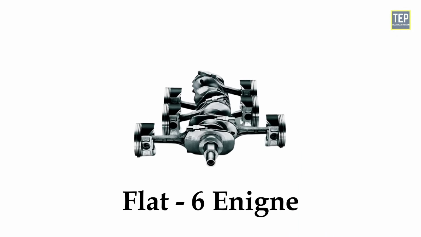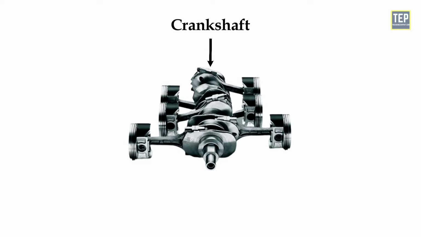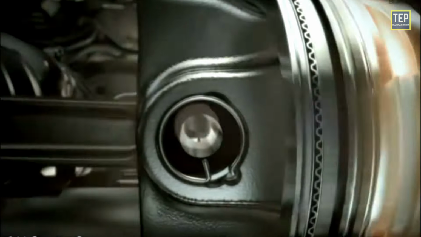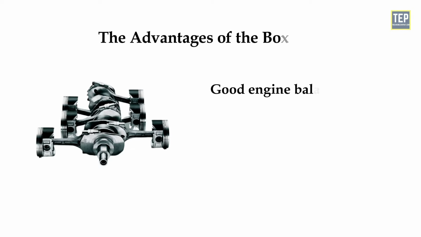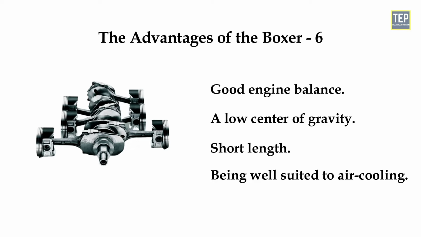Flat-6 engine. A flat-6 engine is a 6-cylinder piston engine with 3 cylinders on each side of a central crankshaft, where each pair of opposed cylinders moves inwards and outwards simultaneously. The advantages of the flat-6 layout are: good engine balance, for reduced vibration, a low center of gravity, short length compared with an inline-6 engine, and being well suited to air cooling.